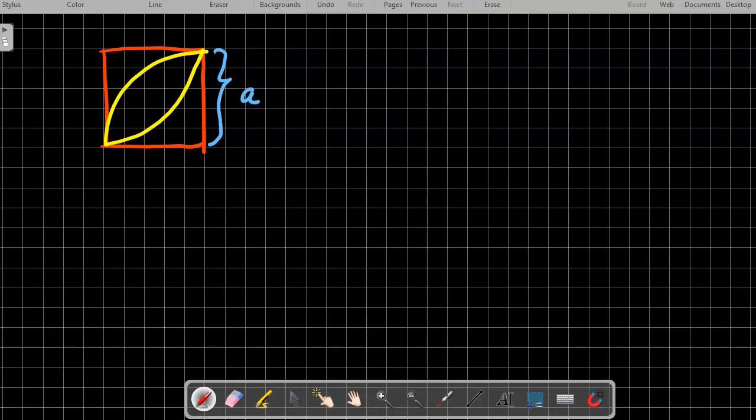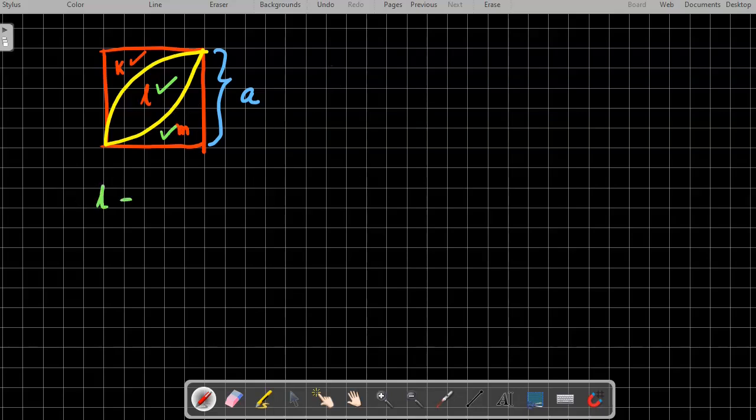Now I am assuming this as K. This portion is K, this portion is L, and this portion is M. The area of this small portion is K, this portion area is L, and this portion area I am assuming is M. So I have to find the area of L only.